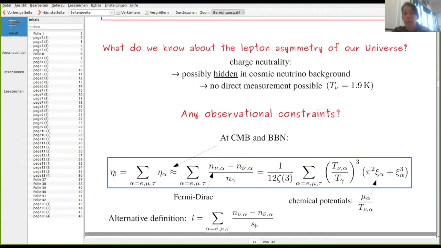And I will be kind of sloppy. Sometimes I use the definition of the lepton asymmetry by that one, and sometimes the other one with the entropy density. In both definitions, you can simply assume a Fermi-Dirac distribution for neutrinos, including chemical potentials, and then you see that the lepton asymmetry depends linearly, and there is also a cubic dependence, on the chemical potentials of neutrinos. So in other words, large neutrino chemical potentials imply a large lepton asymmetry.